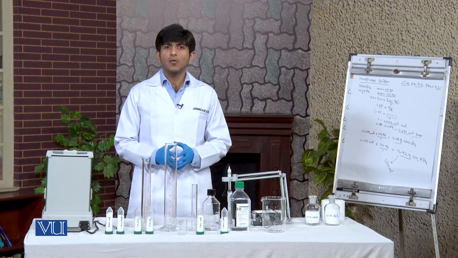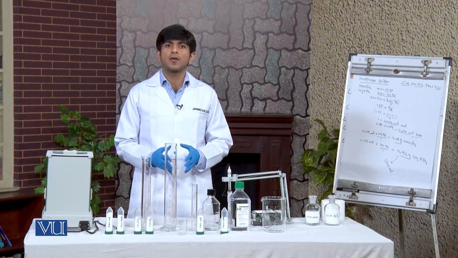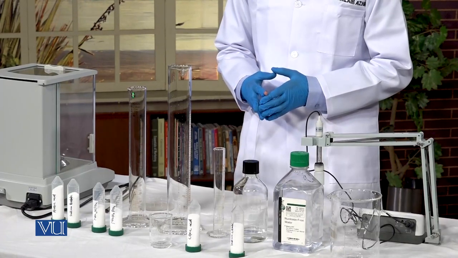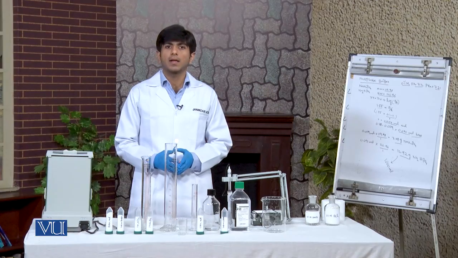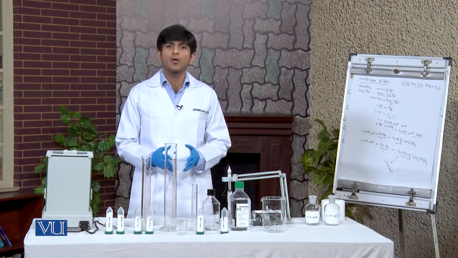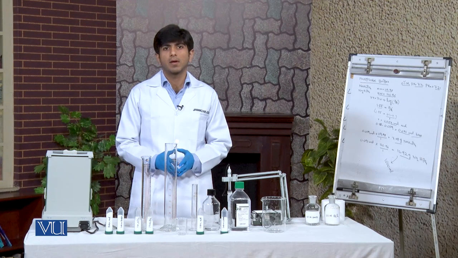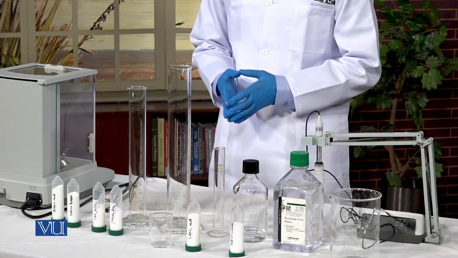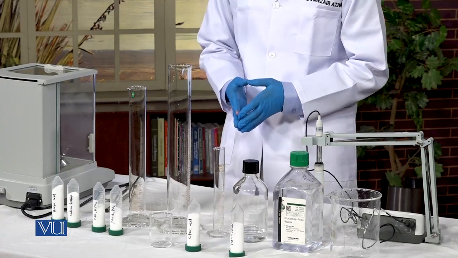Now we will proceed towards the preparation of citrate buffer. As I already told you, citrate buffer is a type of acidic buffer. So after doing the calculation, we will measure the desired quantity of citric acid and its salt, and then we'll mix with the distilled water to make the buffer solution. Let's perform the experiment. First of all, we will weigh the quantity of citric acid and its salt.